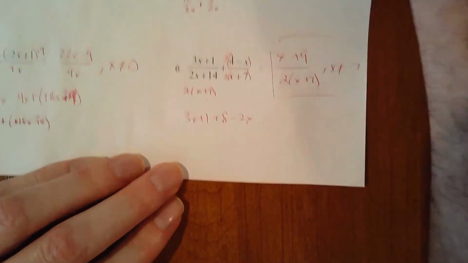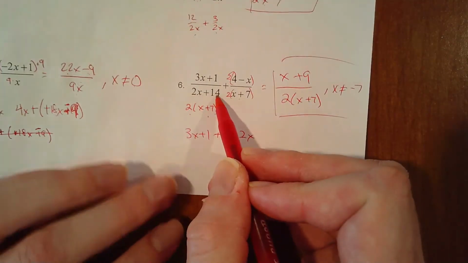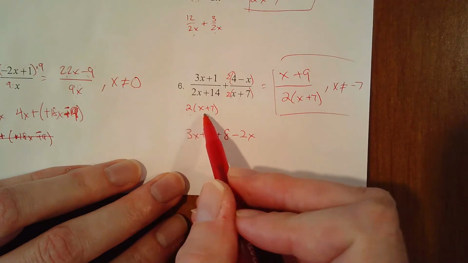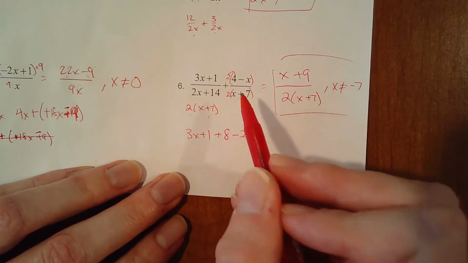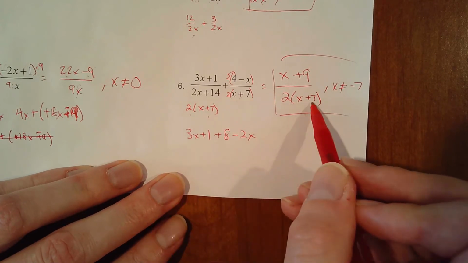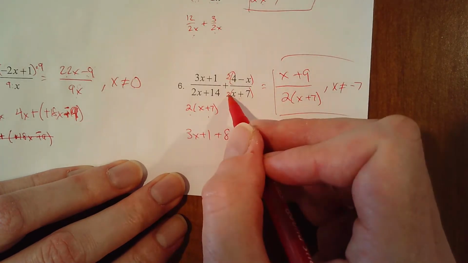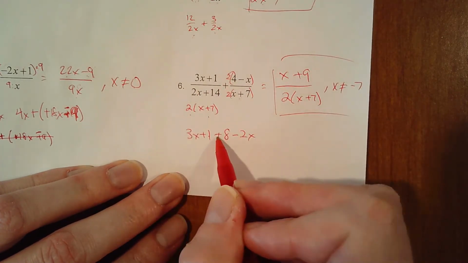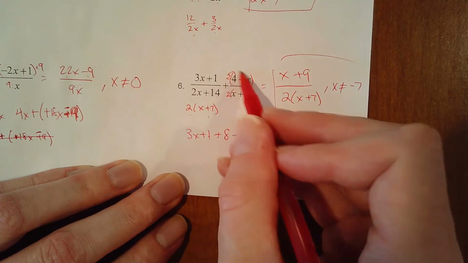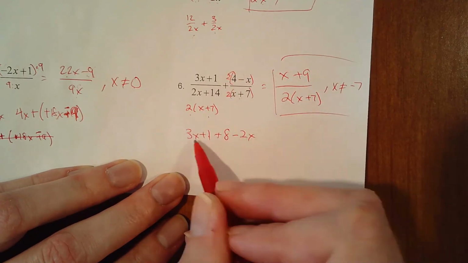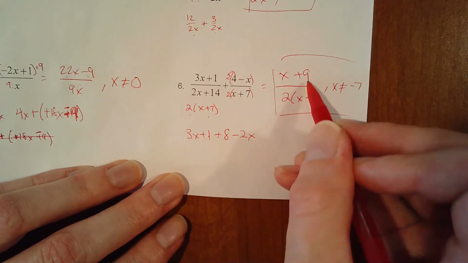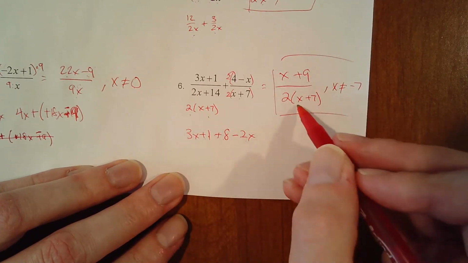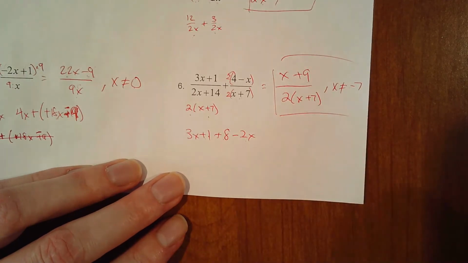The original was 2x plus 14, which I factored into 2 times x plus 7, and this one's x plus 7. They would be the same if I doubled this one. So 2 times x plus 7 is my least common multiple. I've got to double the top and the bottom here. So 3x plus 1 plus 8 minus 2x. Okay, so 3x minus 2x is x. 1 plus 8 is 9. Nothing cancels. What would make the bottom equal 0? Negative 7 would, so x cannot equal negative 7.